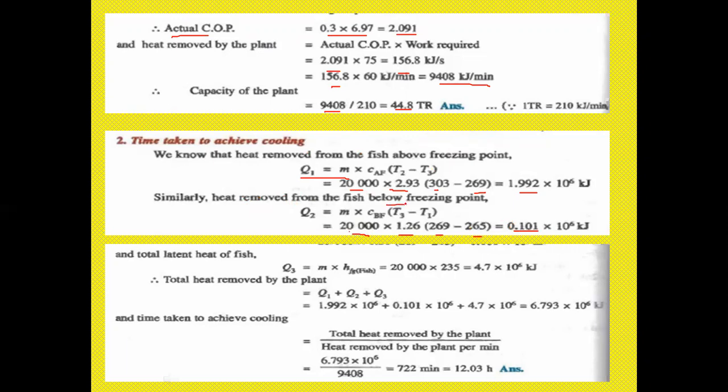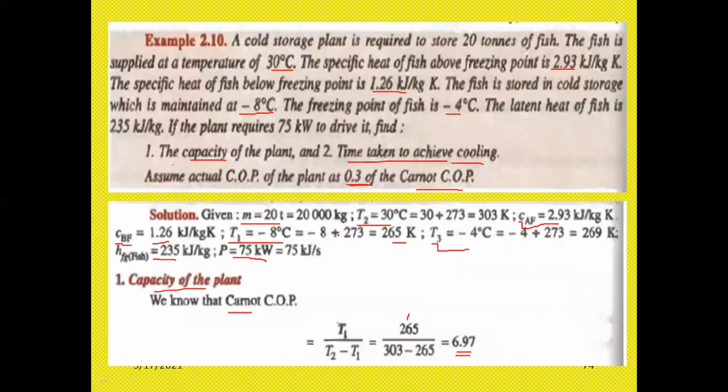Therefore, the total latent heat of the fish Q3 is equal to m into h of latent heat. Therefore, 20,000 into 235. Where did 235 come from? 235 is in the question itself. See here, this one. Latent heat of fish is 235, as given here.